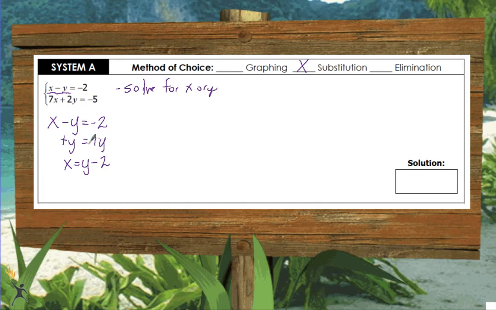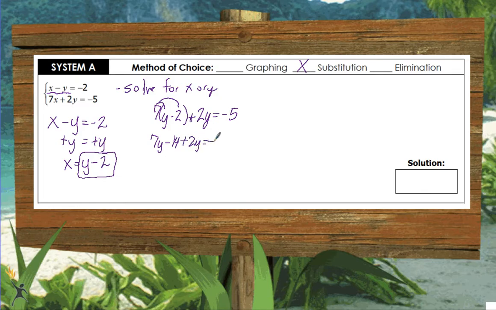Now that I have a version I can substitute, I'm going to substitute y minus 2 in for x in the other equation. So 7 times y minus 2 plus 2y equals -5. Now I'm going to solve for y. Start by distributing. So 7y minus 14 plus 2y equals -5. Combine my two like terms. So I have 9y minus 14 equals -5.